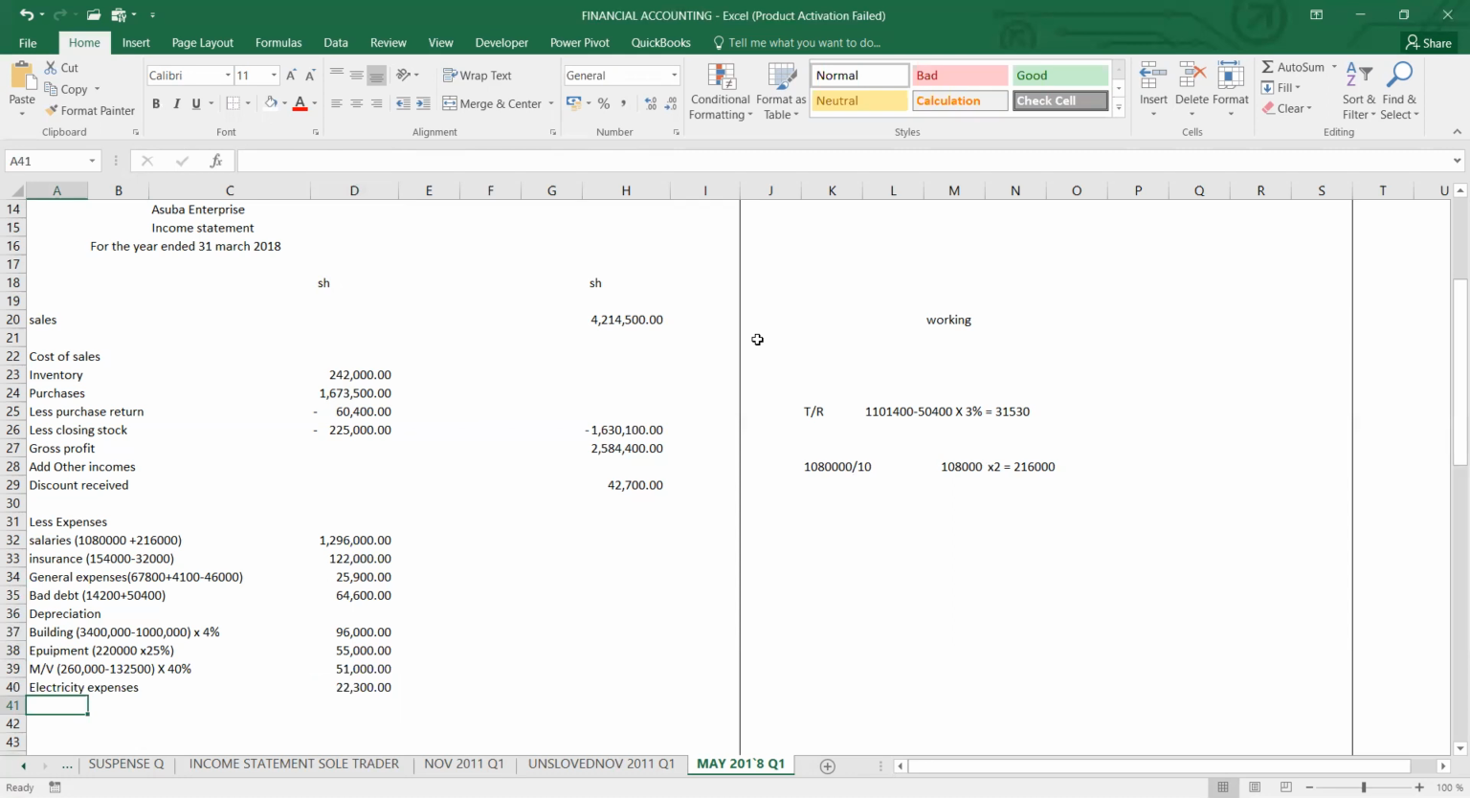We go again, discount received. Oh, we have dealt with discount received. Discount allowed, yes. Discount allowed is an expense. We have a discount allowed of 24,200. We go again. We have motor vehicle running expense, which is 15,800.